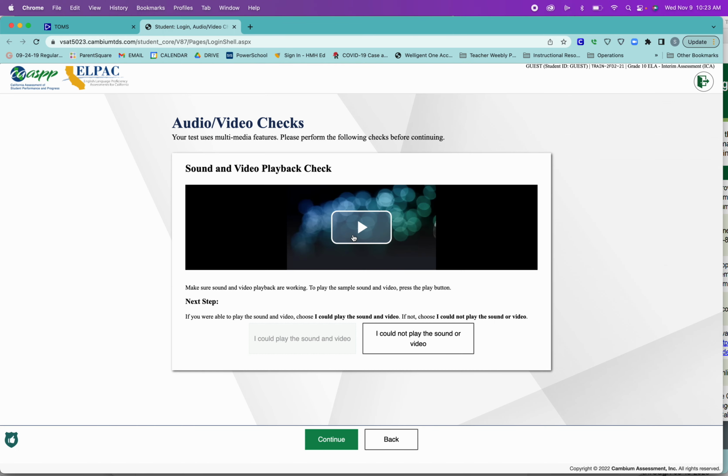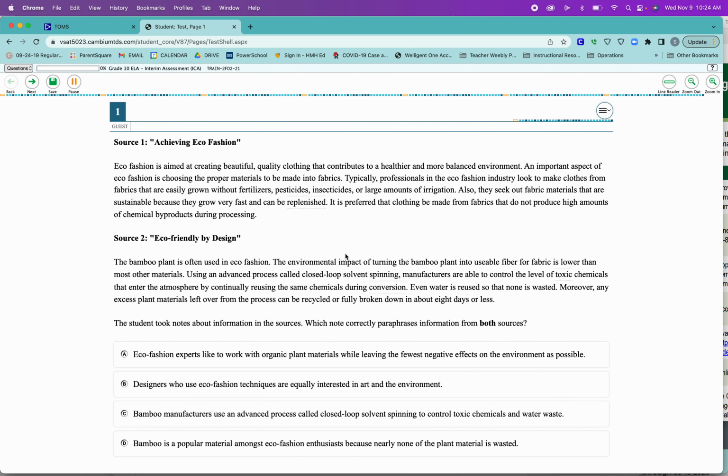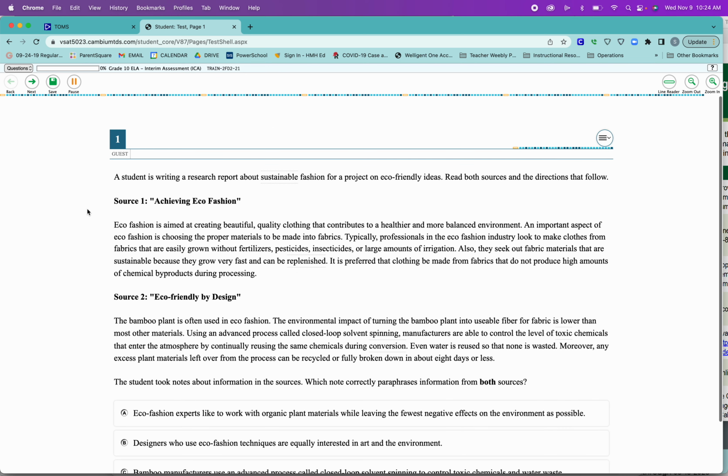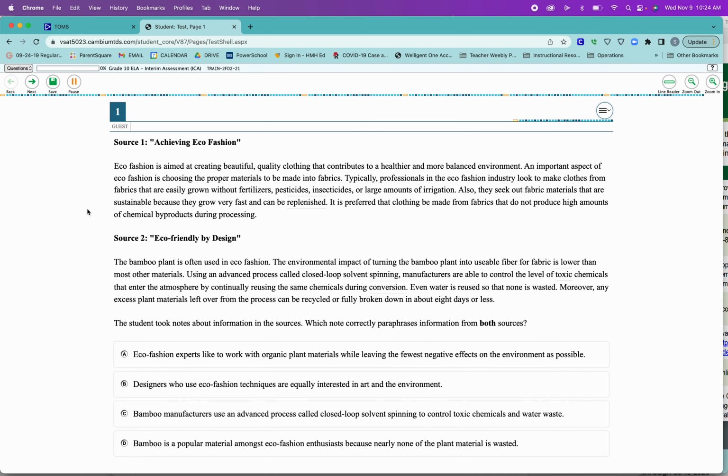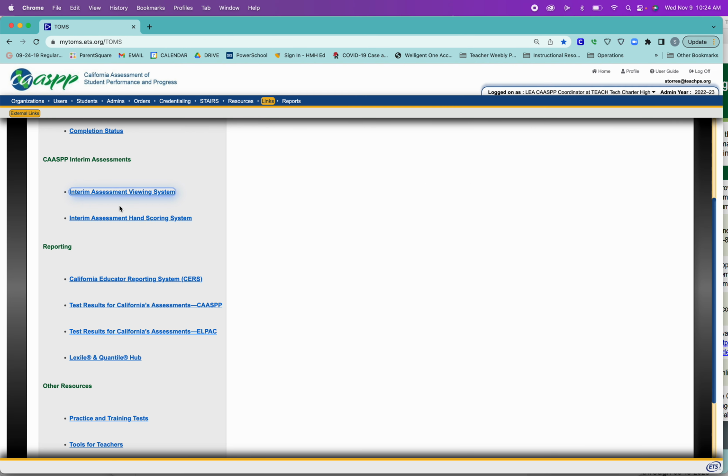Once you do that, you can do whole group instruction where you're focusing on looking at a test item and allowing your students to either respond individually or in a group or as a whole class using whiteboards, for example, by having them write what their response is and whatever their choice is here and show it to you all at once. This works for the lower grade levels, but also for the higher grade levels as well. So once again, that is the interim viewing system.